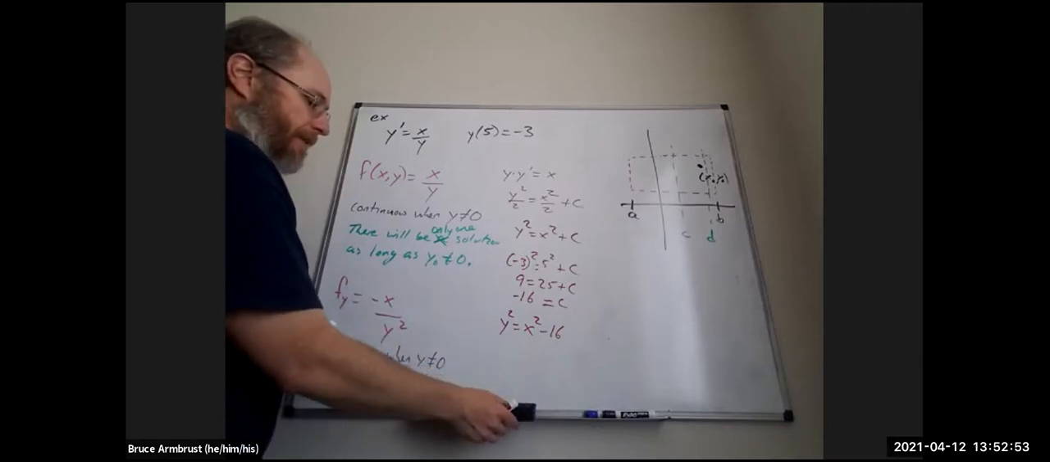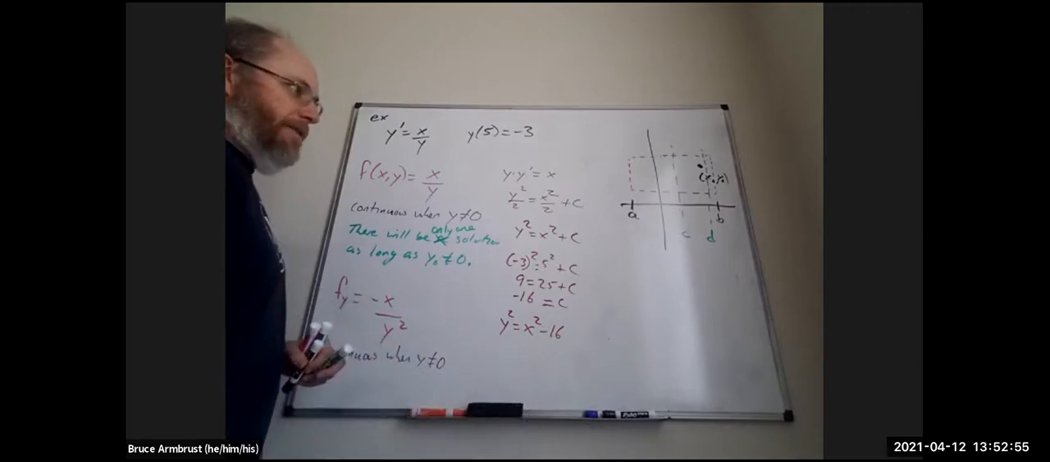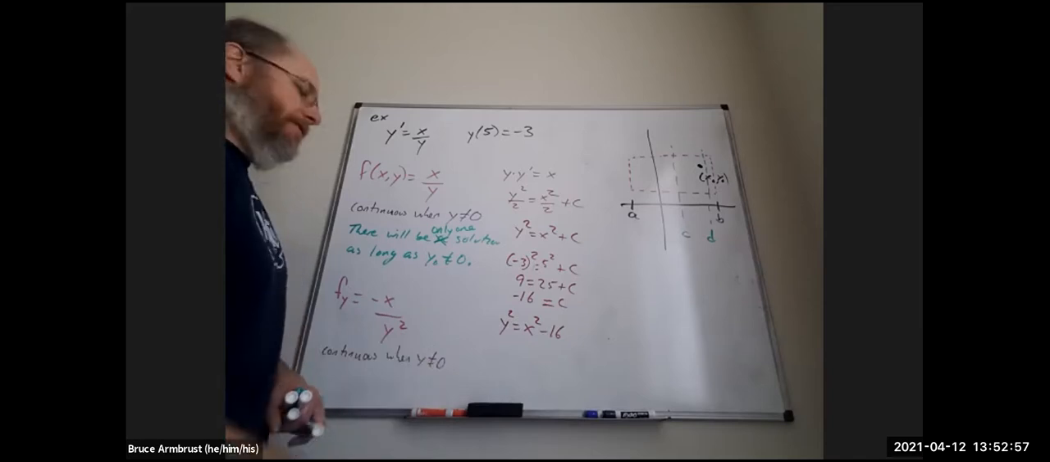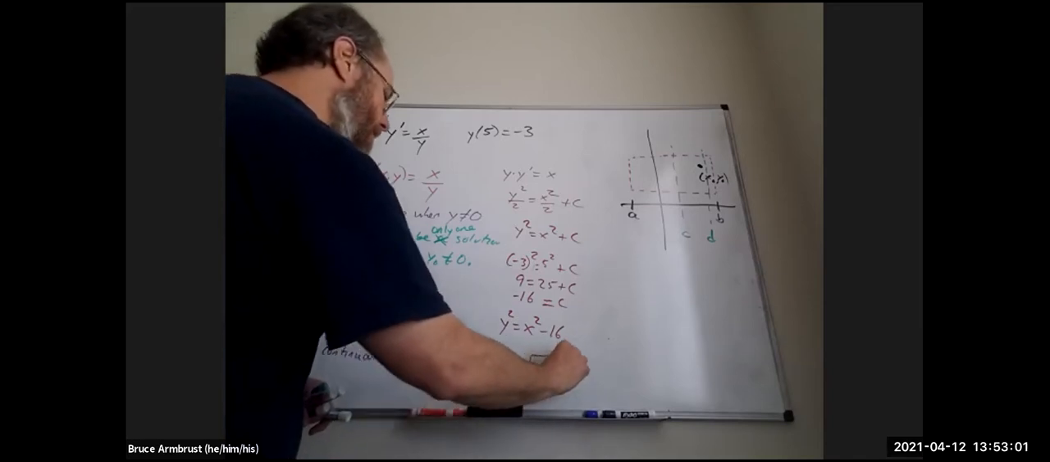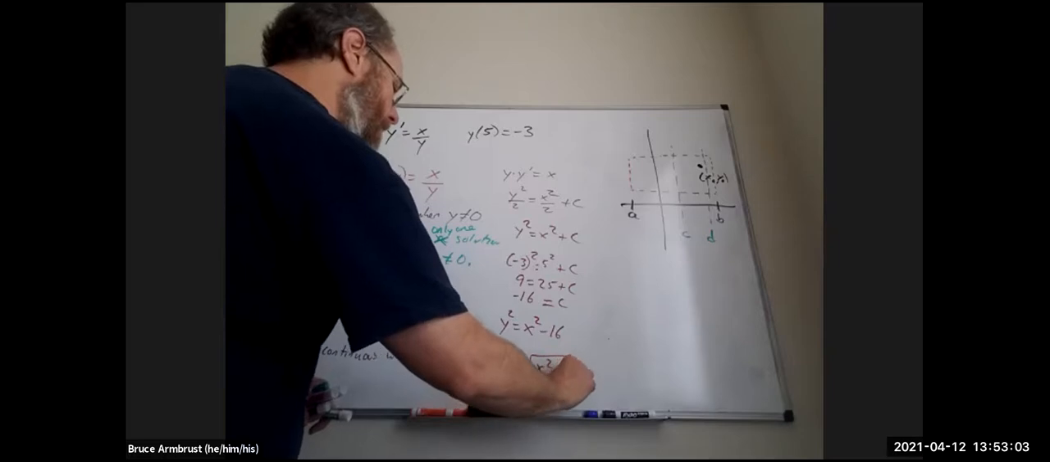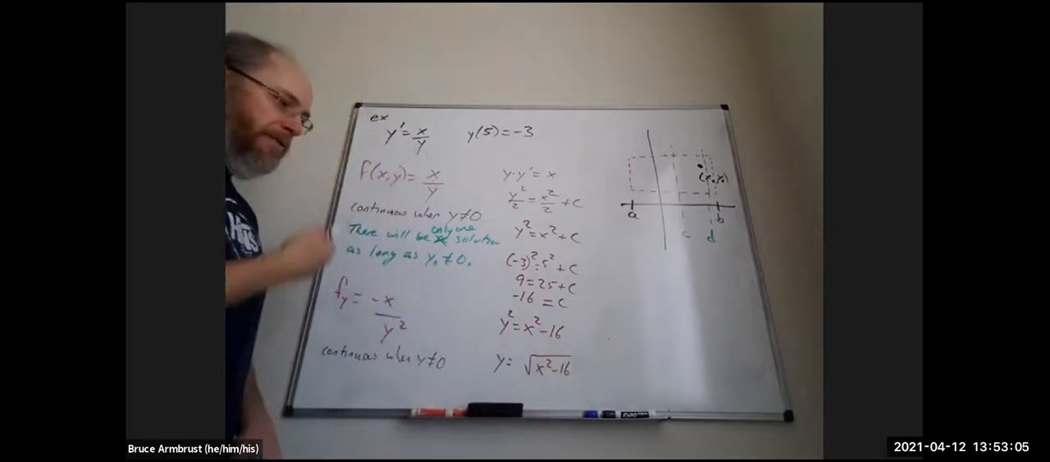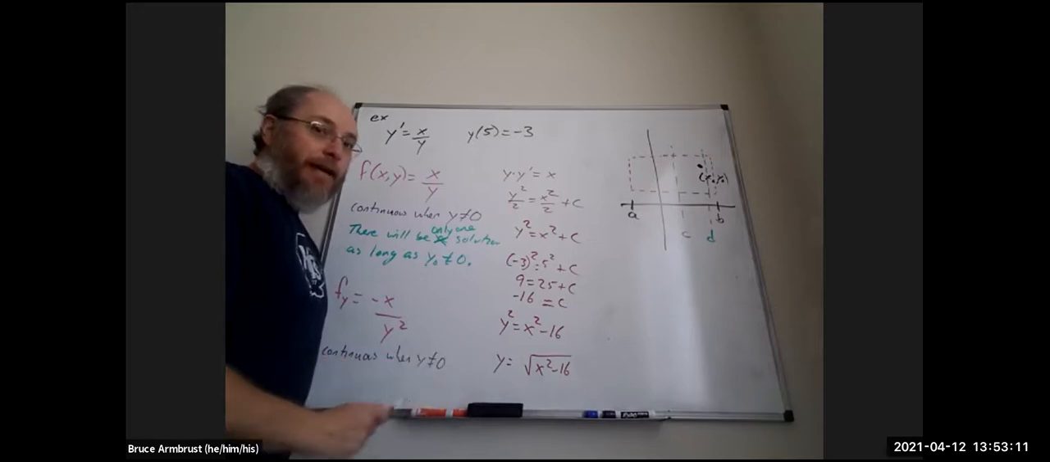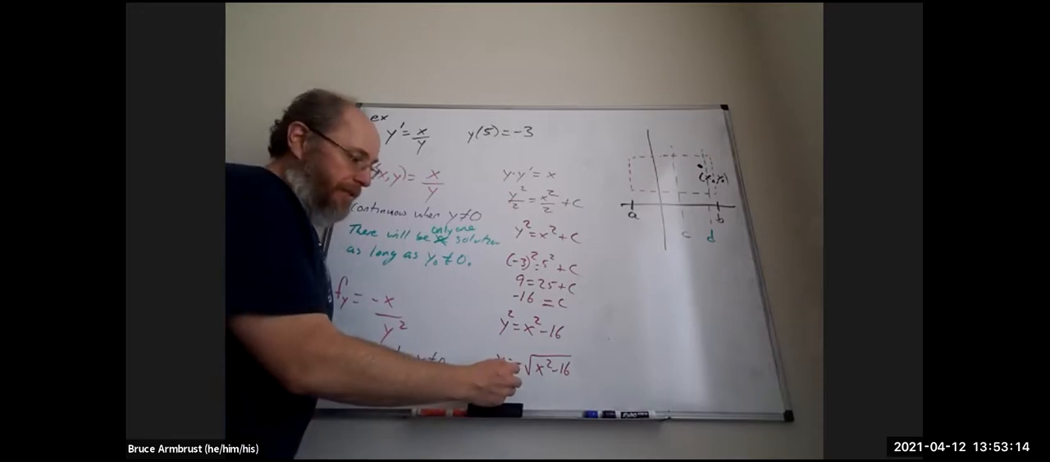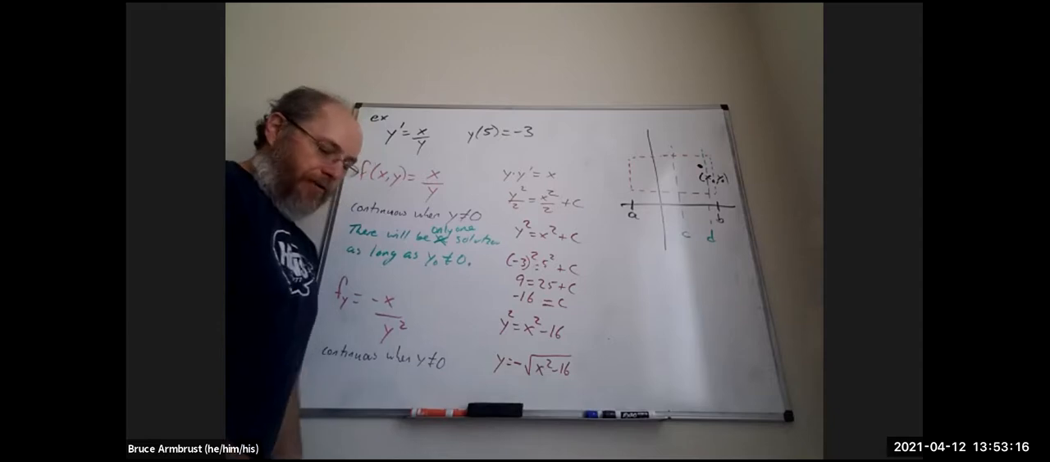And I'm going to go ahead and get this into explicit form, because it's easy enough to solve for y. I'll just take a square root. So we have y equals the square root of x squared minus 16. But that's actually not correct. This one needs to be the negative square root.